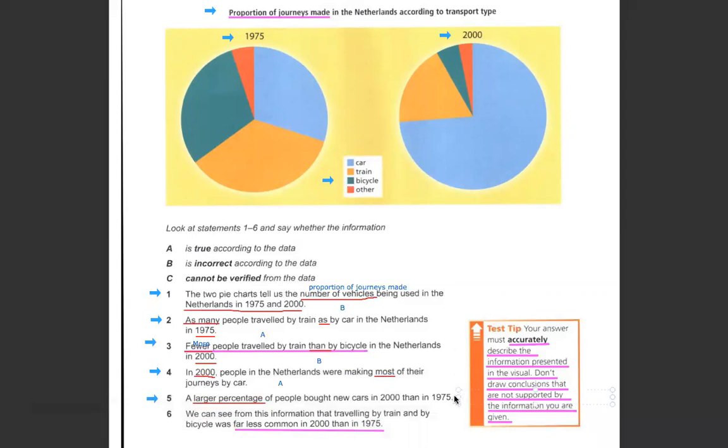Okay, great. If you said C, that's correct. We can't verify this because the graph is not telling us anything about who bought new cars. Okay, this is not the information that we're looking at. And the last one, number 6. So here we have another comparative. So for this one, you need to look at both of the charts in order to answer the question.